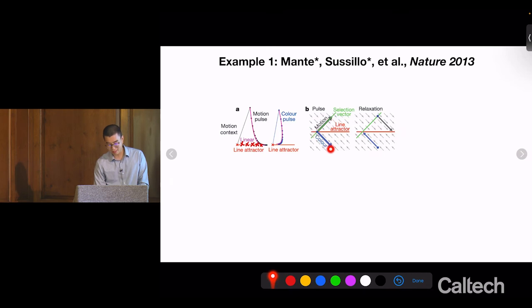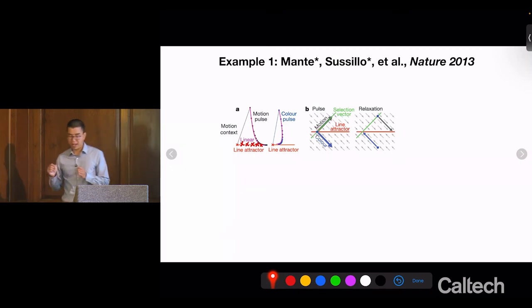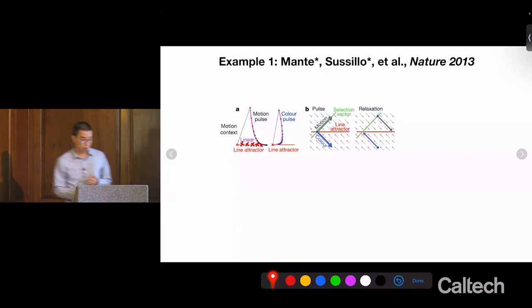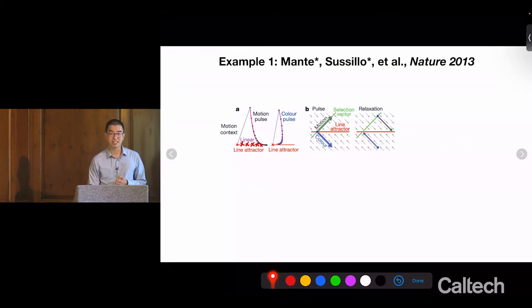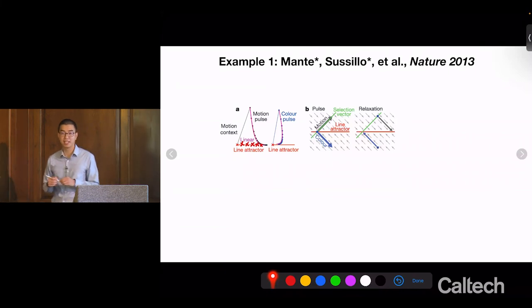And so when you get a color input, when you turn off the input, the dynamics are going to push you back to where you started. And so in this way, when you get motion evidence, it will be integrated along the line attractor towards the eventual choice. But when you get color inputs, they won't be integrated. They'll be ignored because the dynamics push color evidence back to the initial starting point.